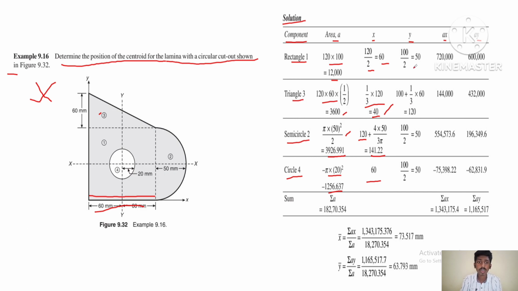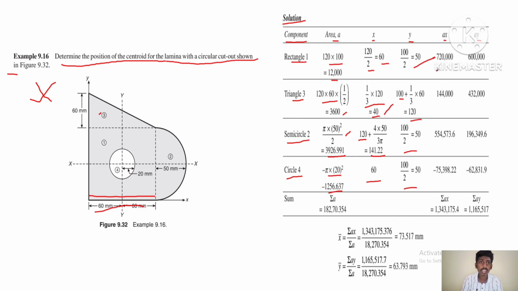Similarly, y distance using formula, it is depth by 2, which is equal to 50. Here 100 plus 1/3 of the depth, which is equal to 120. Even here we are adding 100 because the triangle is 100 millimeters away from the x-axis. Similarly, for semicircle, it's half of its diameter, which is equal to 50. For circle, it is the same, half of its diameter, which is equal to 50.